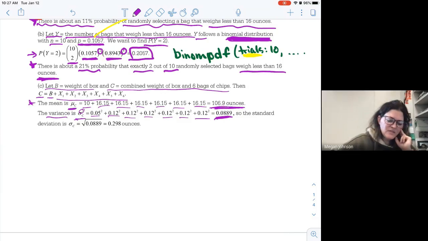Okay, so you get your variance of 0.0889. Then they continue on and say the standard deviation, notice the square is gone, is they show you that they're taking the square root of that, and here's your answer.